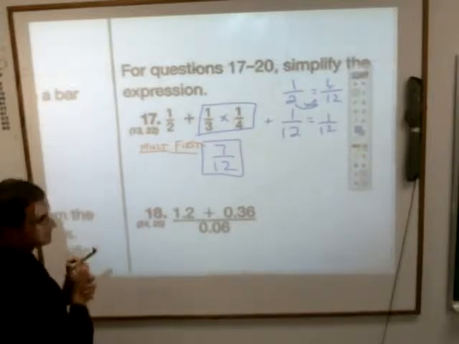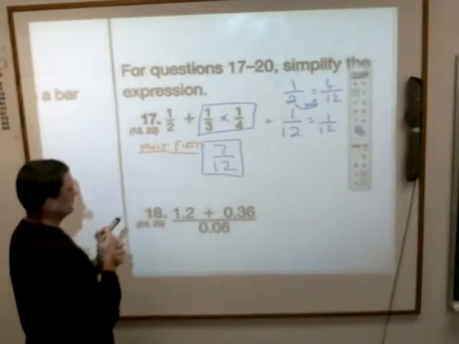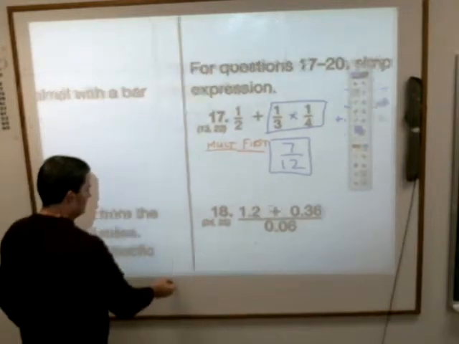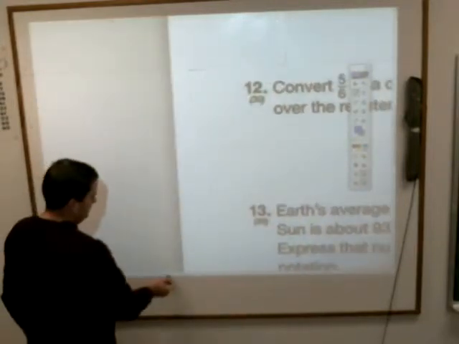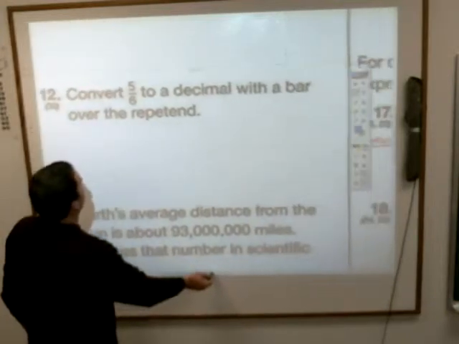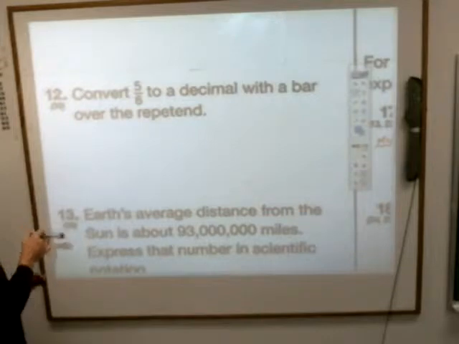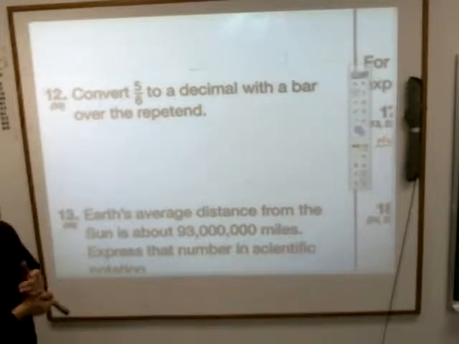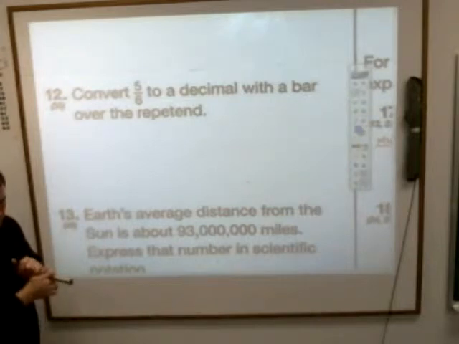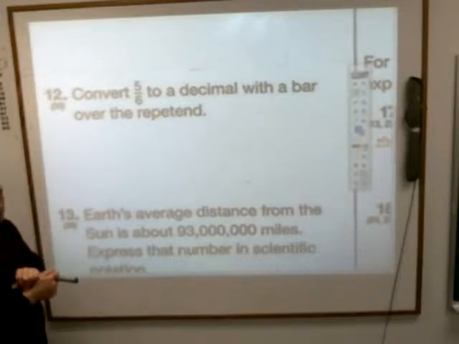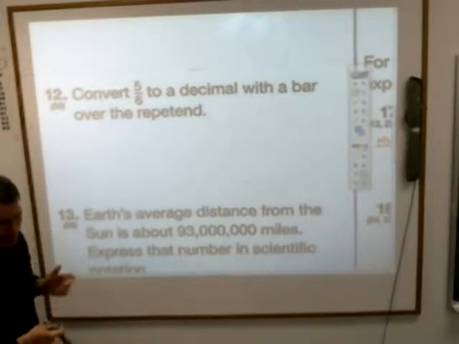Did you do number 12? I hope so. Convert 5/6 to a decimal with the bar over the repeater. Generally speaking, I'll let you take your little reference piece of paper and just write that down. Isn't that one of our notes? Isn't it on there? Yeah. Now, let's say you don't have your reference sheet there. How would you do it?